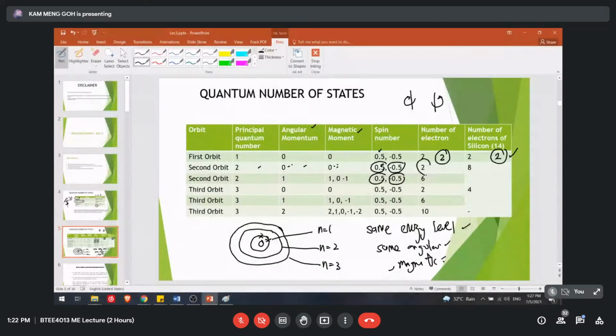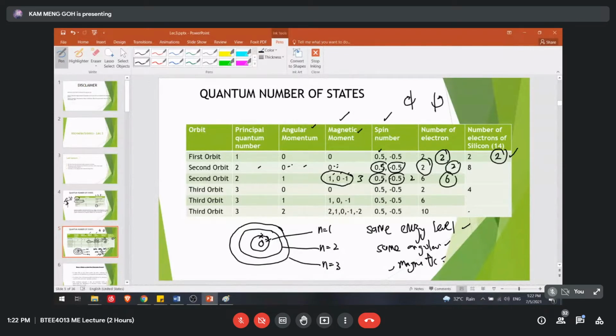But for the second level of the orbit, we still have another design criterion, which is the magnetic moment. You can see that every time we change the spin number first, and after that we change the magnetic moment. So right now, there are three different magnetic moments. 3 multiplied by 2 equals 6.